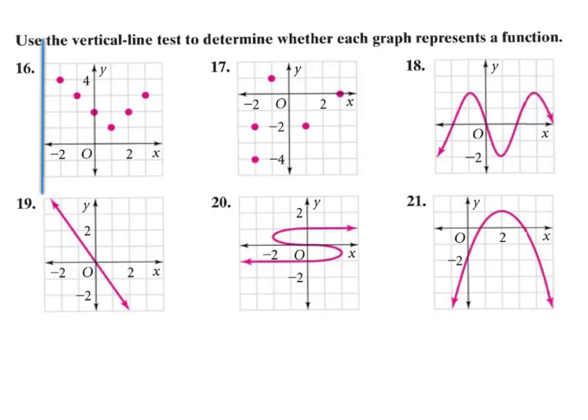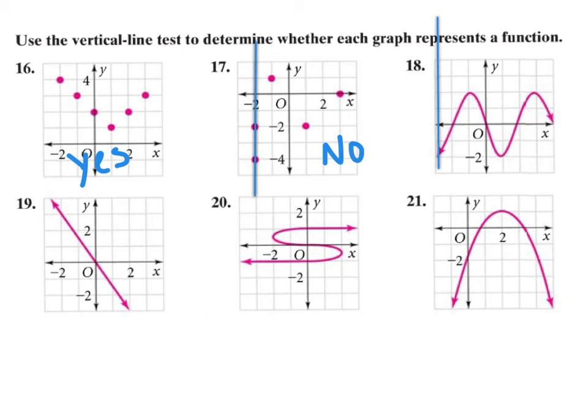In these next examples, we're going to do the same thing. So for my first one, if I move my vertical line through, it only touches once at each point. So this would be, yes, it is a function. In this next example, if I were to move my vertical line to this point, it is crossing it twice. So this would be, no, it is not a function.